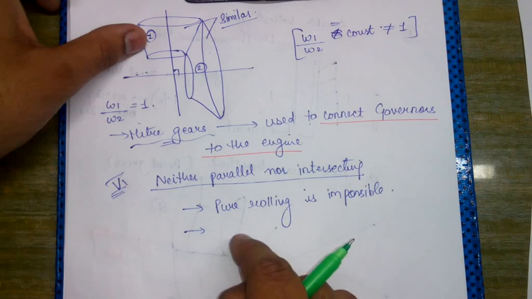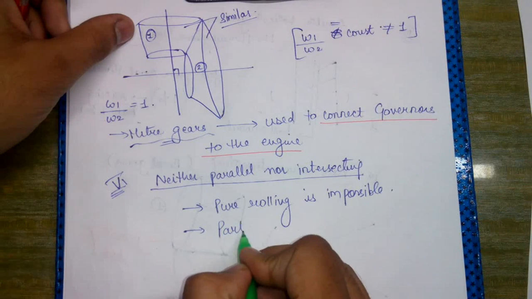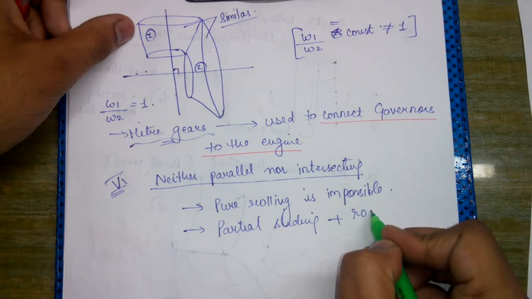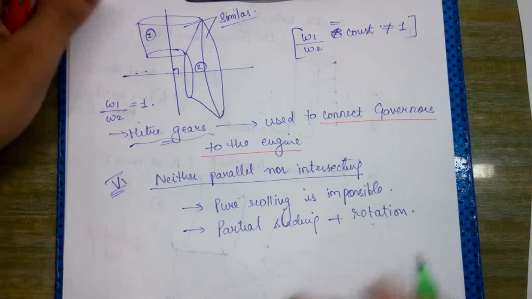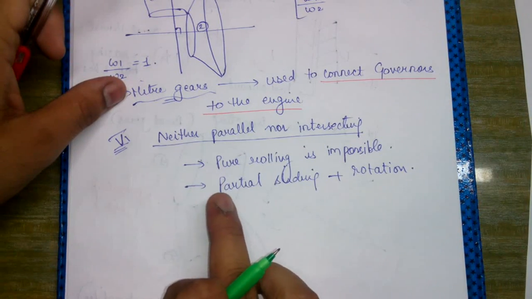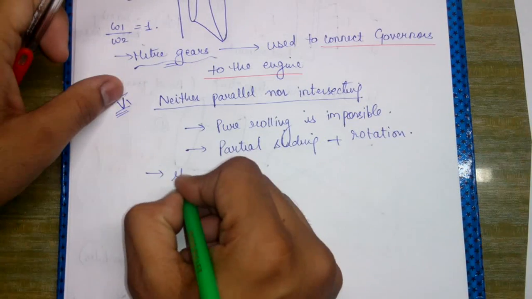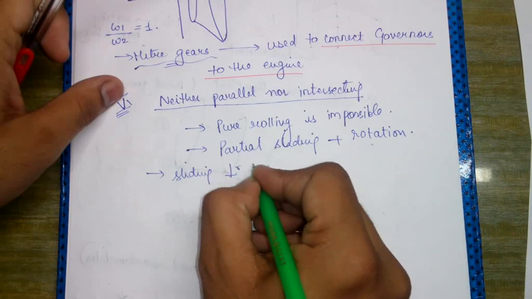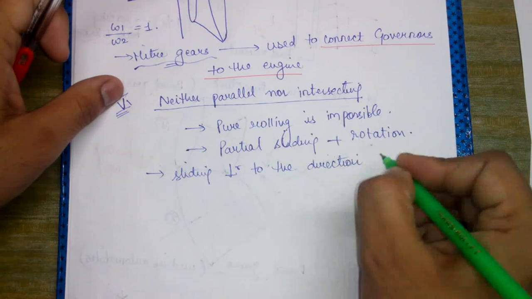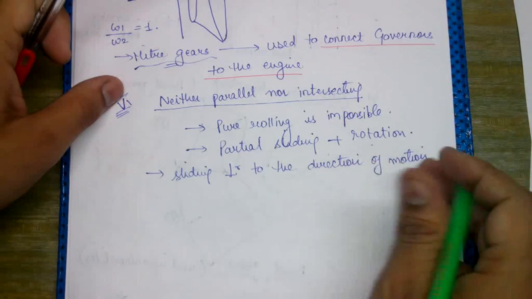The second is rolling is possible but along with partial sliding. Here partial sliding plus some rotation will take place, since pure rolling is not here. So here sliding is taking place in the direction which is perpendicular to the direction of motion. This is a very important point. Sliding is taking place perpendicular to the direction of motion.